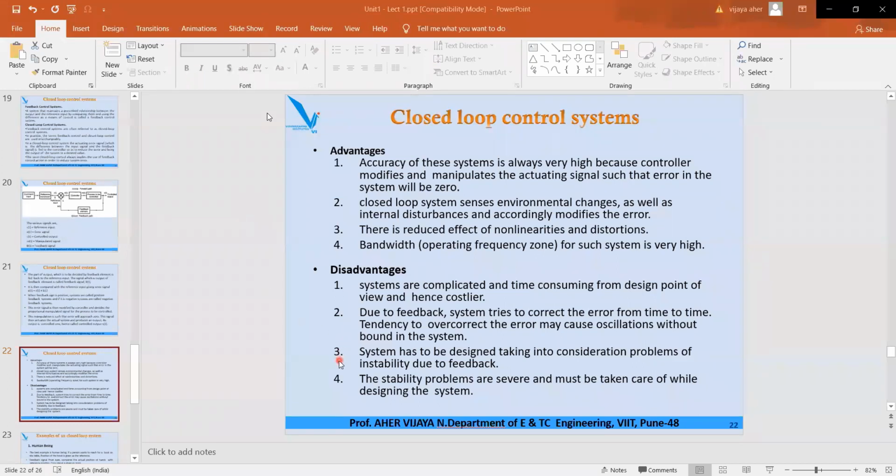Then the third limitation or disadvantage, you can say, is that this closed loop system has to be designed taking into consideration problems of instability due to feedback. So the stability concept is a major part of closed loop control system. We are going to study the stability concept in unit 3 and 4. So the stability problems are severe and must be taken care of while designing the system. So this is what about advantages and disadvantages of closed loop control systems.